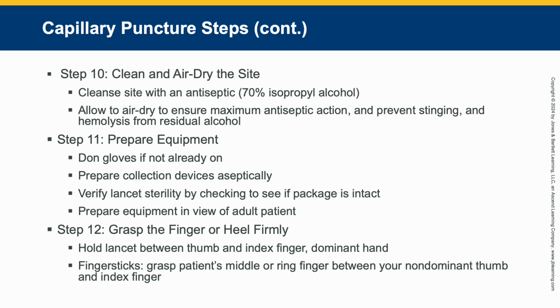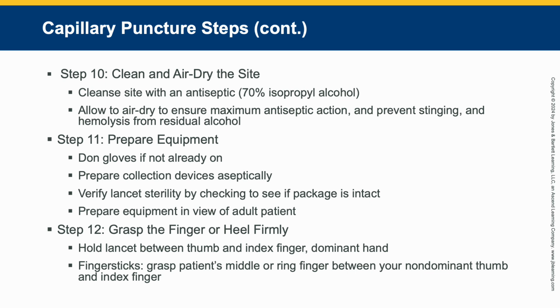Step 11, prepare the equipment. Don your gloves, which means put them on if they are not already on. Prepare collection devices aseptically, like if you have to take anything out of the packages, don't lay it on the bed, put it where it needs to go. Verify lancet sterility by checking to see if the package is intact. Prepare your equipment in view of the adult patient. Let them see what you're doing.